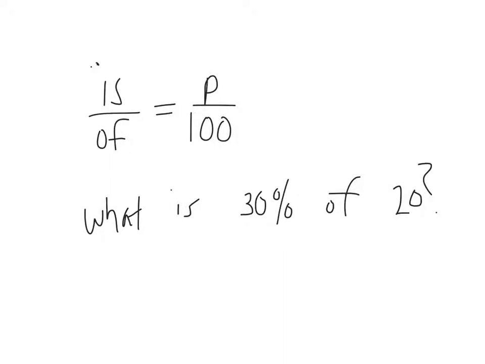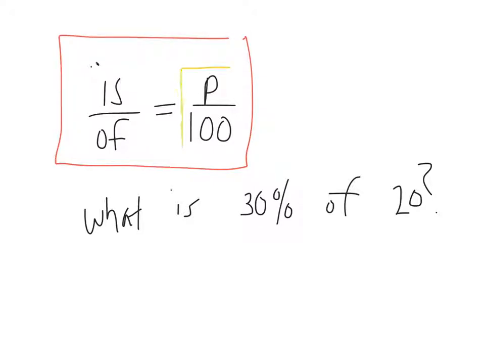So we're going to talk today about how to set up percent problems using this proportion system that we have here in front. And the easiest way of thinking about it is that is over of is equal to percent over 100. This half of it is always going to be P over 100.